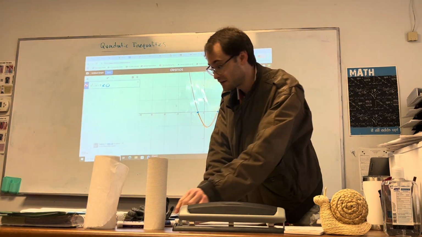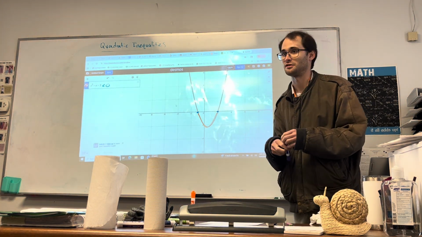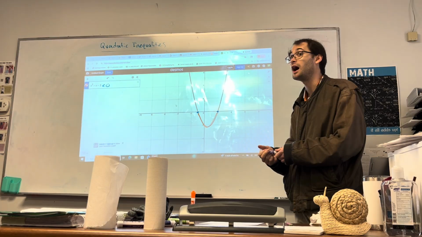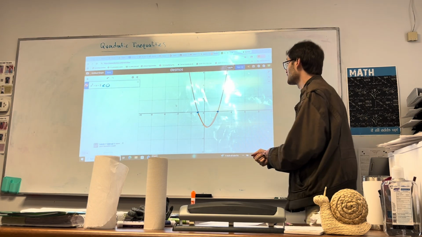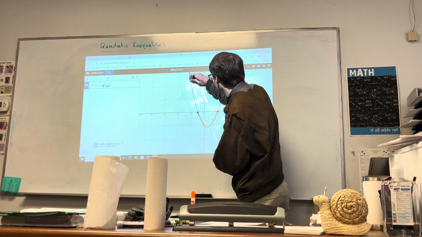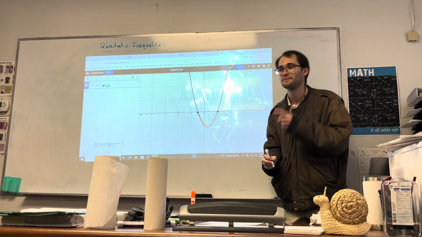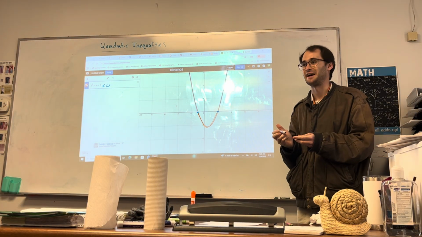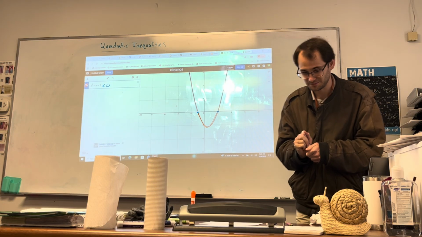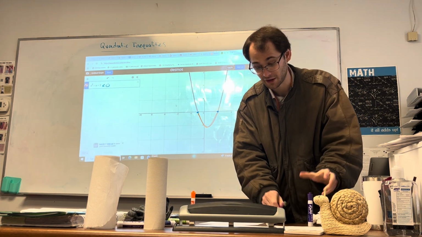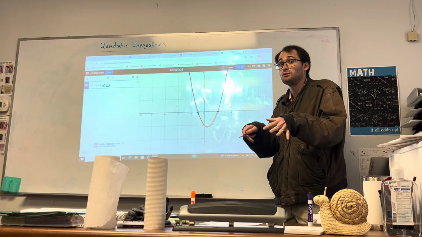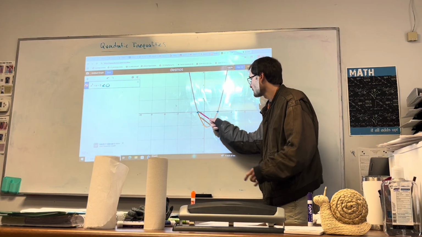Now likewise, if I flip that around to greater than 0, I'd want to know where it's above the x-axis. That would be all of this part and all of this part. That marker's not great, but do we agree with that? Yeah. Okay.